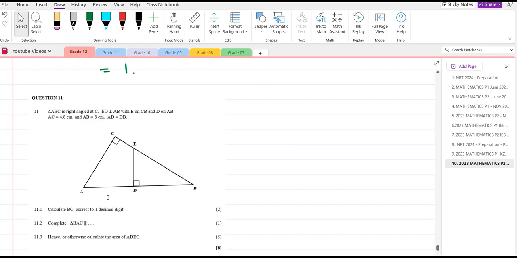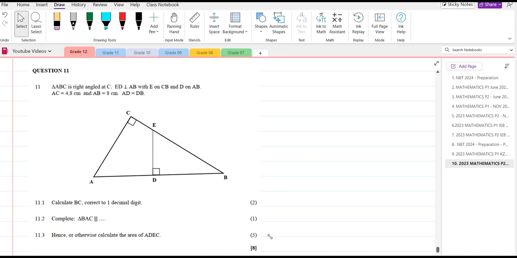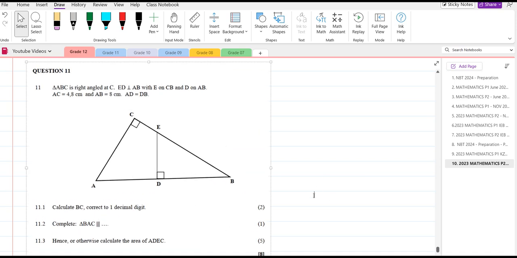Right, so let's look at question 11. What we have is a very simple diagram. Triangle ABC is right angled. ED is perpendicular to AB. That's given there. Let's write down all the important information here. AC is 4.8 centimeters. Remember, centimeters. AB, the entire thing, is 8. And AD equals BD. Very important information.